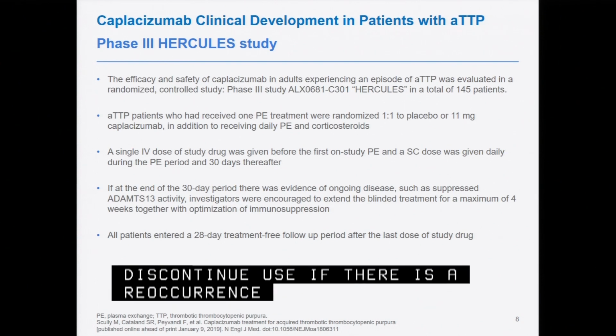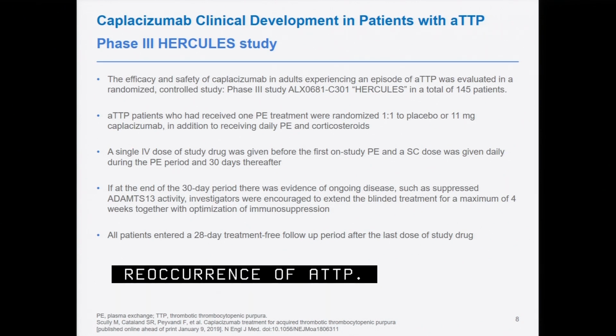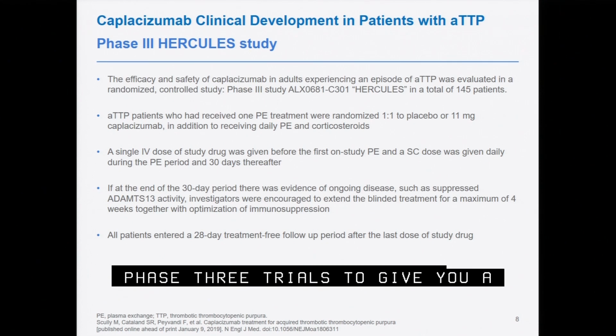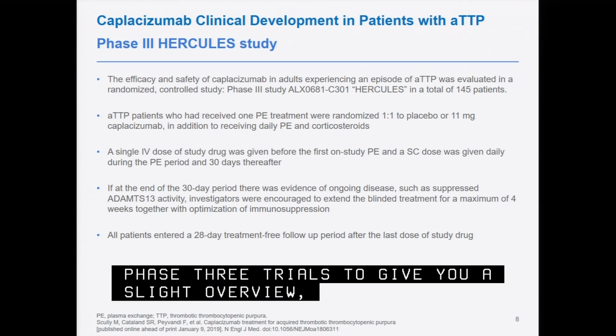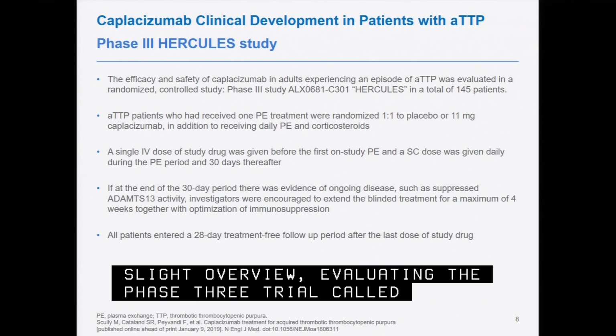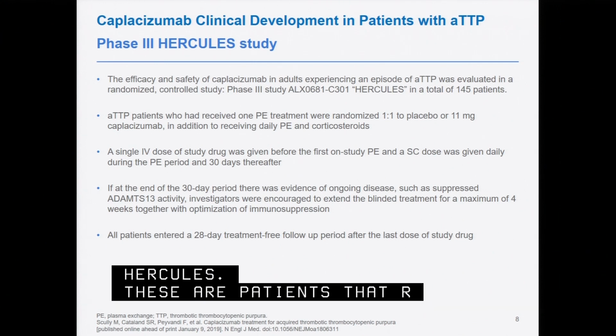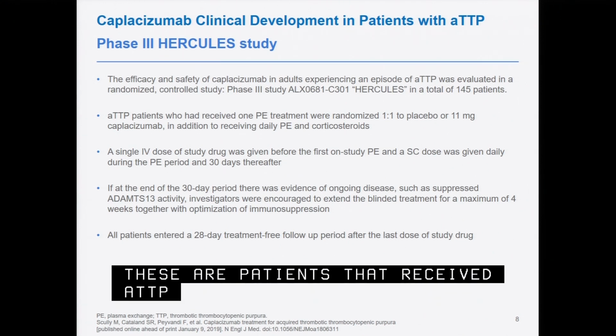I'm going to take you shortly through our phase 3 trials and just give you a slight overview of them. This is evaluating the safety and efficacy of caplacizumab in our phase 3 trial called HERCULES. These are patients who had received 1 plasma exchange treatment and were randomized 1-to-1 to placebo. Once again, a single IV dose, followed by subsequent subcutaneous doses afterwards.